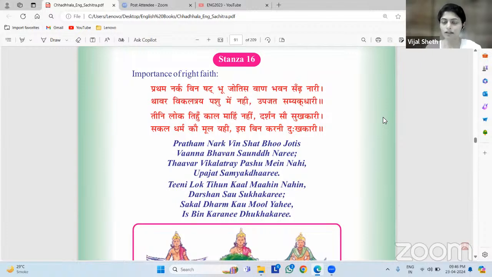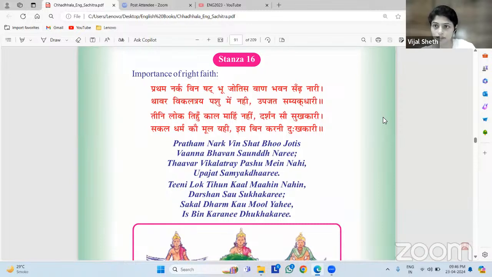Okay. So Pratham Narak bin Shatvu. If you have bound Narak Ayu, then you will go to the first Narak. Otherwise, Samyak Drashti Jeev never ever go to Narak. Then Jyotish Van Bhavan. So these are the three: Jyotish Dev, Vyantar Dev, and Bhavanatrik Dev. Samyak Drashti Jeev will go to Devgati. They will go only in the topmost Vaimanik Dev. They will not go to these lower category of Dev.